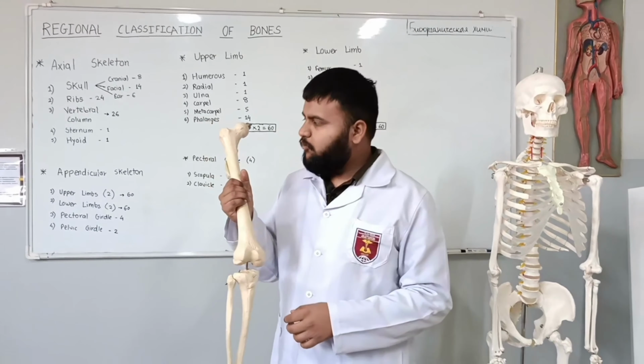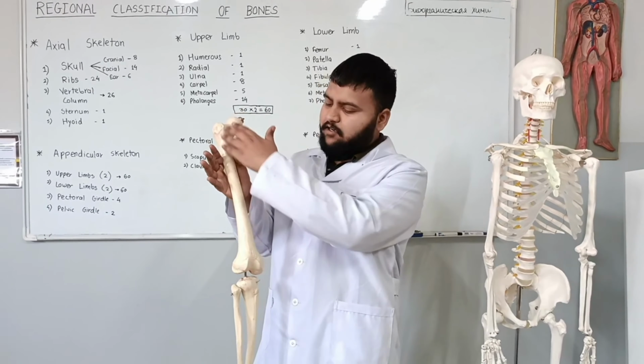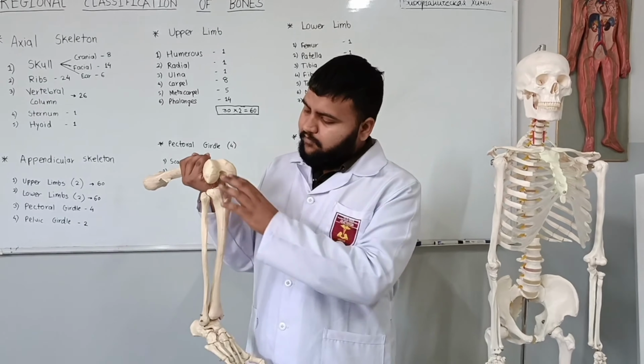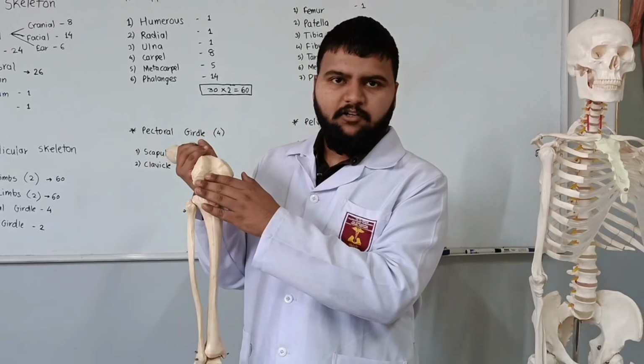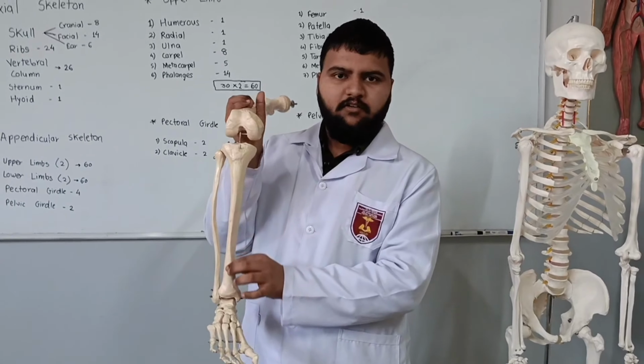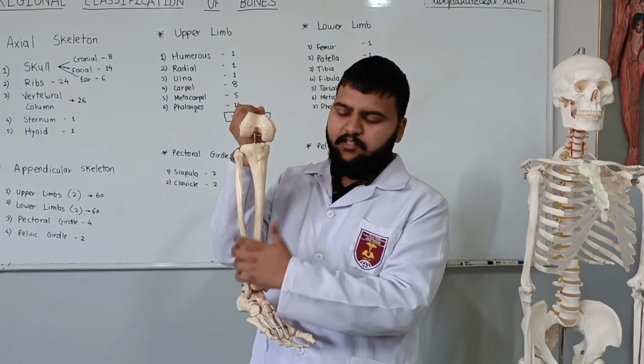So let's move on to our lower limb. This is the longest bone in our body, known as the femur. Between the femur and tibia, we have a small bone called the patella. Then this bone is called the tibia. This bone is the fibula.